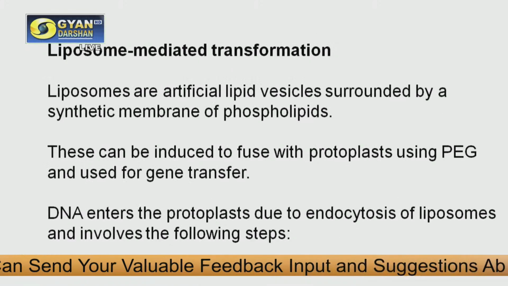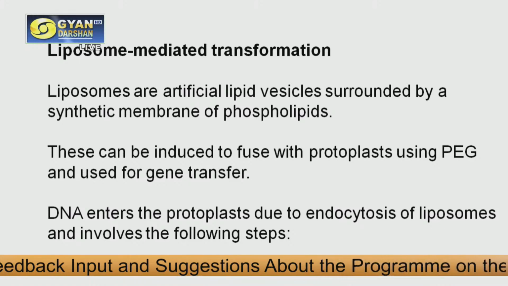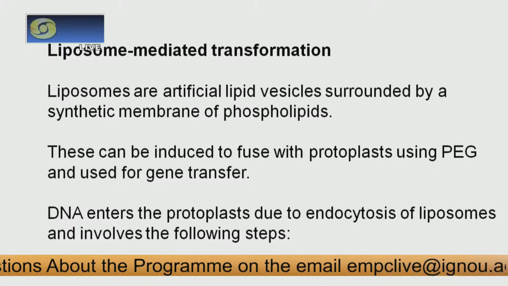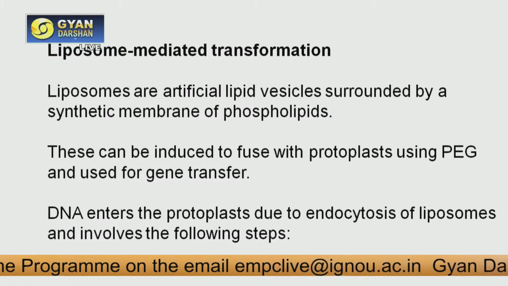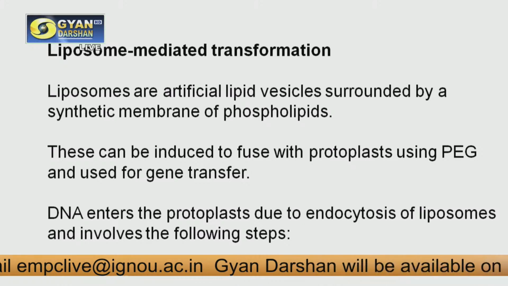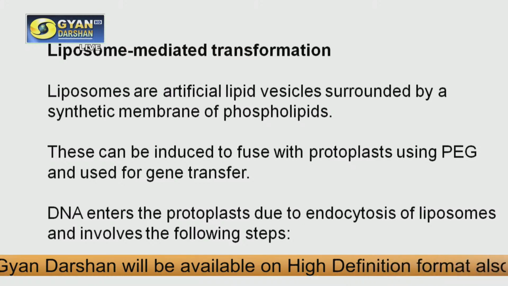And then you have the liposome mediated transformation. What are liposomes? These are artificial lipid vesicles surrounded by a synthetic membrane of phospholipids. This can be used to fuse with protoplasts using PEG and used for gene transfer. So again, PEG you have used in case of the earlier method.